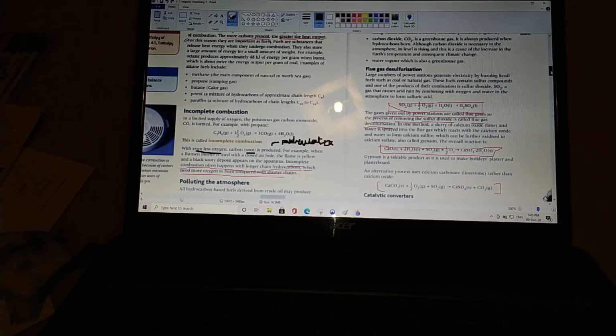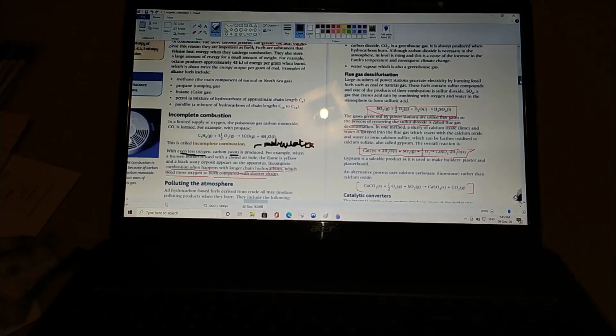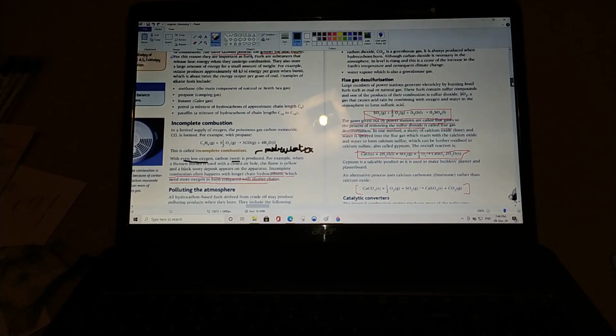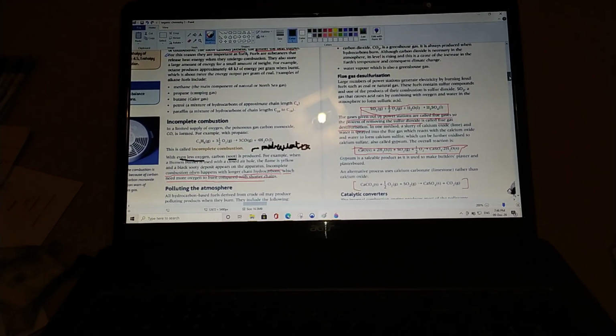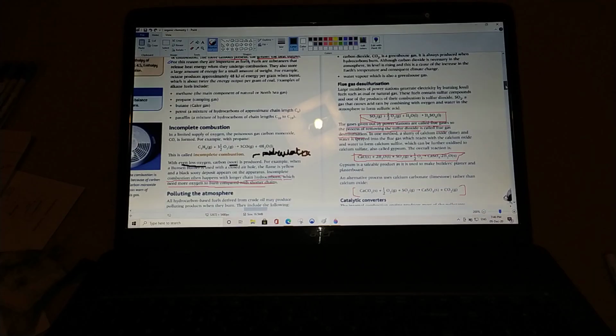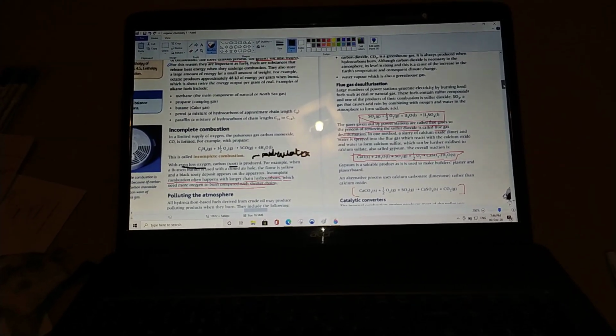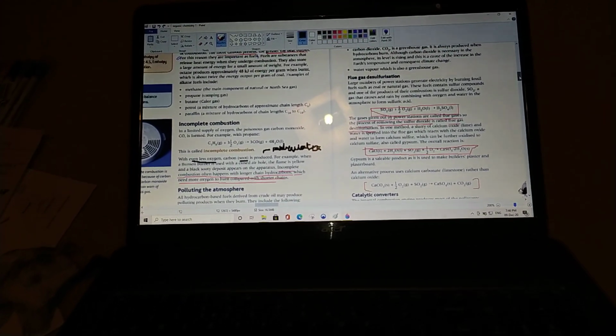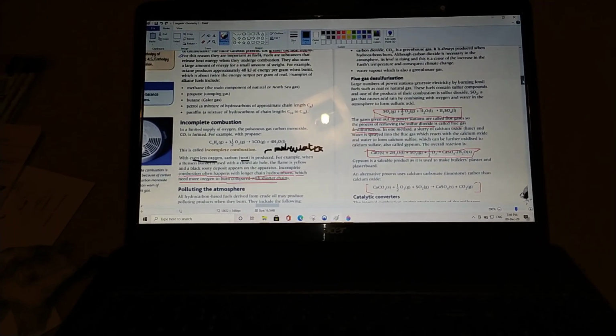Now, flue gas desulfurization. Basically, a flue gas is a waste gas, and in particular we'll be talking about sulfur dioxide and sulfuric acid and how it is removed. Basically, how is sulfuric acid formed? The SO2, or sulfur dioxide, given out by power stations reacts with half a molecule of oxygen and a water molecule to give us sulfuric acid.